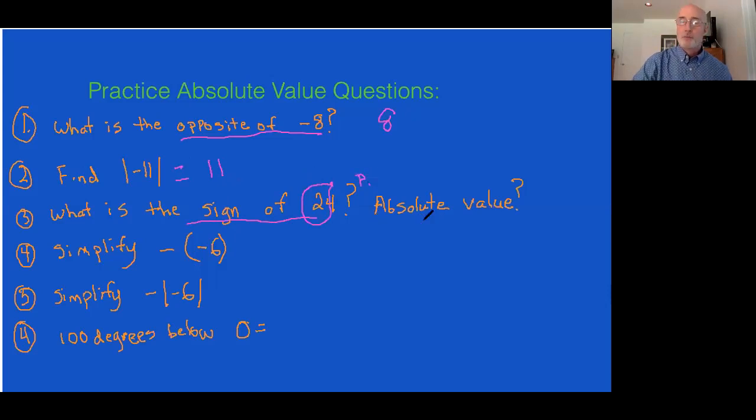And then what is the absolute value of 24? Well, again, it's just 24 from 0. So that's what I'm going to put down, is 24. All right.